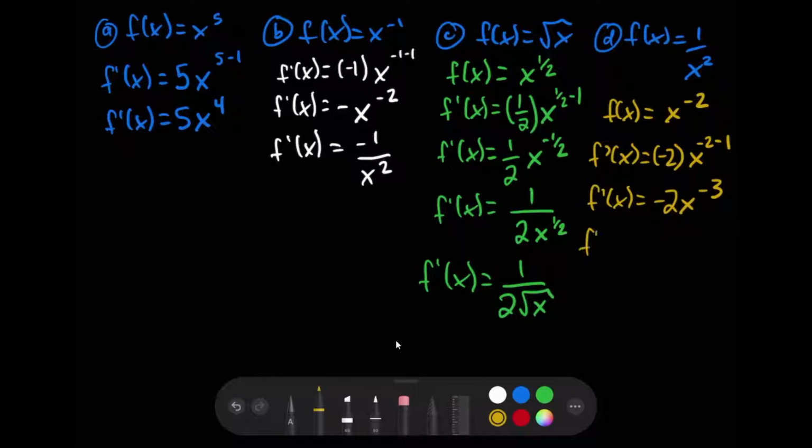And once again, depending how the question is phrased, how they want us to represent our final answer, we could rewrite this as -2 over x cubed. All right, that wasn't too bad.